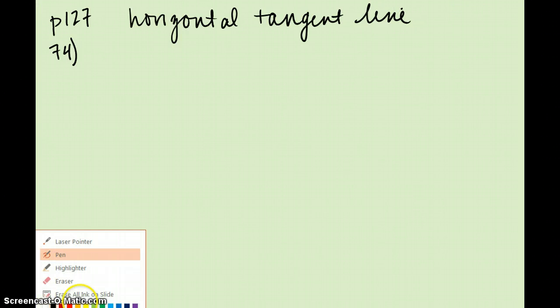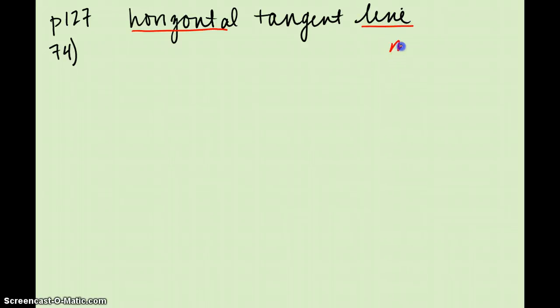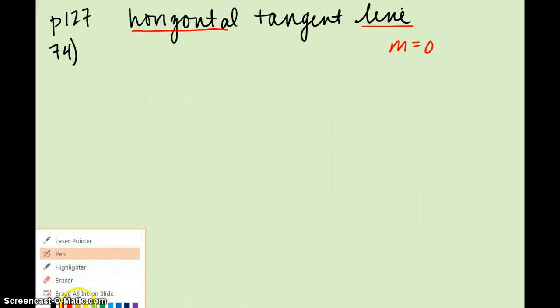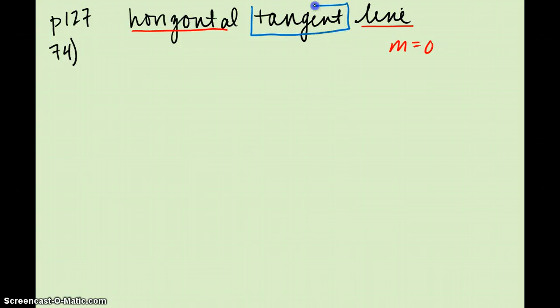Alright, let's break this apart for a minute. Horizontal lines, we know, have a slope of 0. If I'm asking you about a tangent line, we know that the slope of tangent lines come from the derivative function. So for these problems, you're finding where the derivative is equal to 0. So we get the tangent lines from the derivative of the function to be horizontal. So we're looking for where the derivative equals 0.